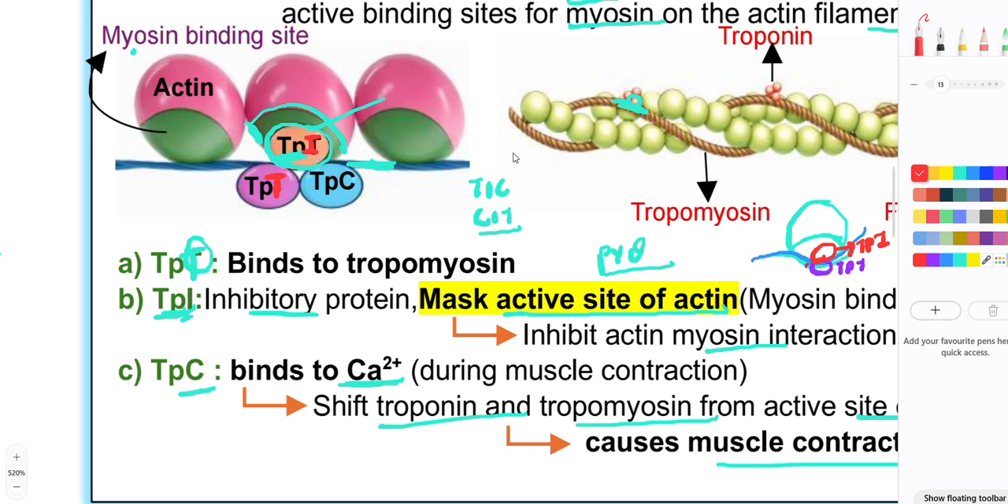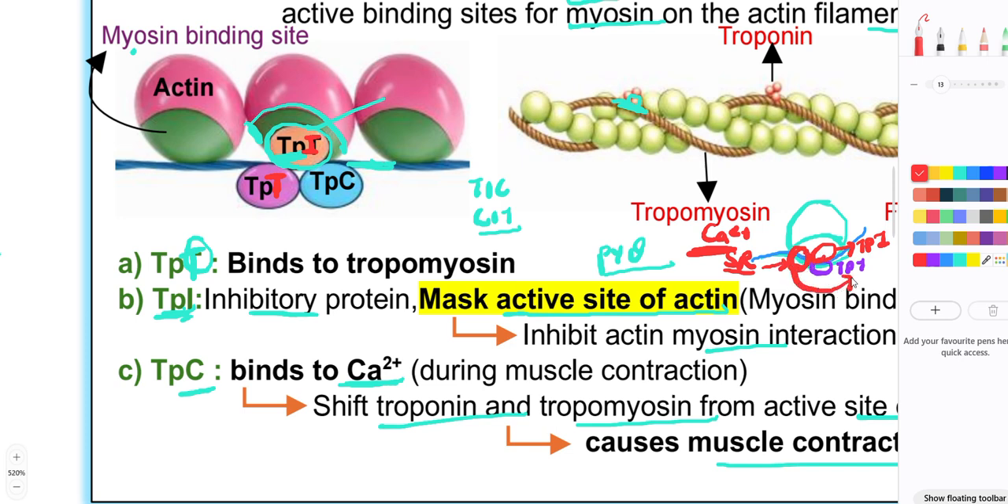Sounds better. Then another one is going to be present over here, which will bind to the calcium, which is released from the sarcoplasmic reticulum. Do you remember, in the first class, second class we have studied that the sarcoplasmic reticulum is going to store the calcium. This calcium will come and bind to this TPC, and then automatically this whole subunit will be moved.